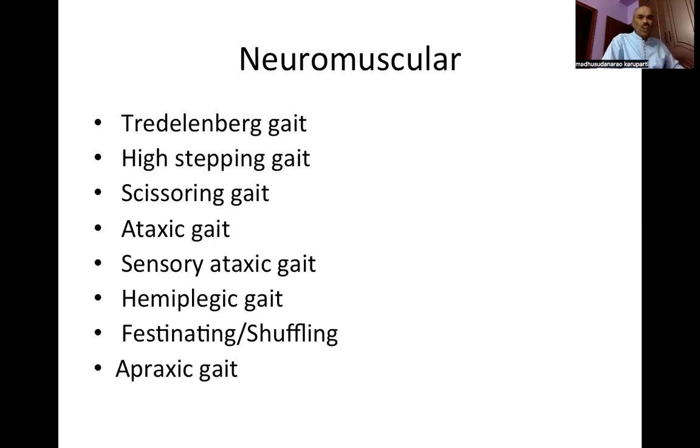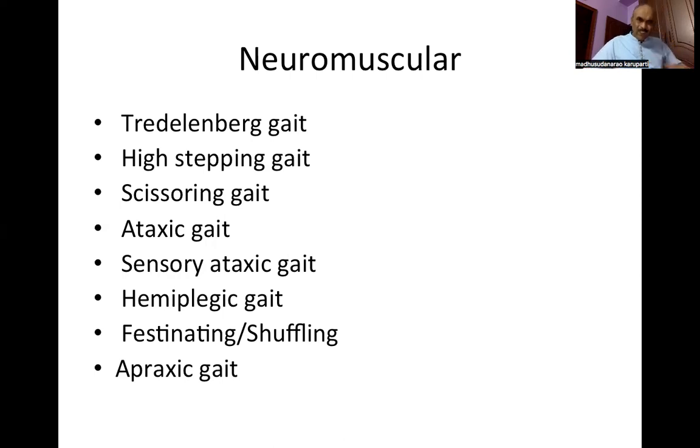Festinating and shuffling is a short stepping gait. The velocity of the gait cycle is higher than normal, and he will have a rapid short stepping gait and stoops forward in order to maintain the center of gravity, in order to avoid falls. This is a characteristic feature of Parkinson's disease.